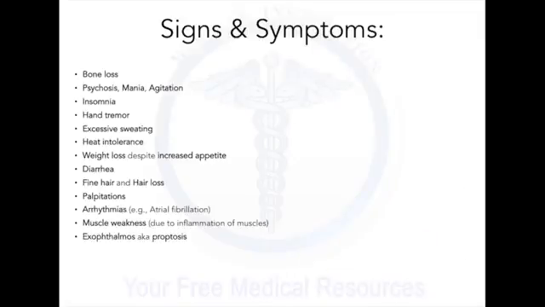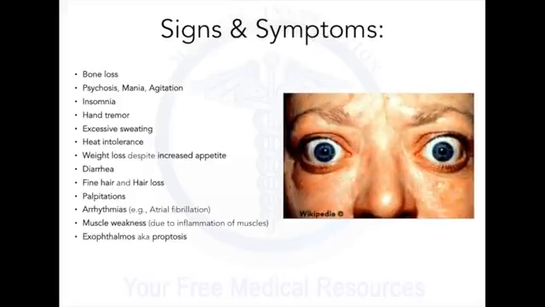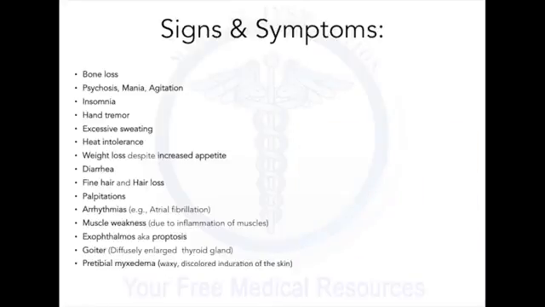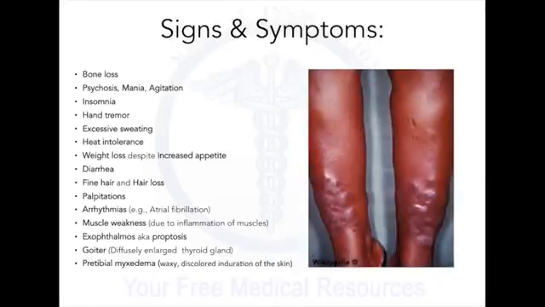We can also see exophthalmos or proptosis, which is a bulging out of the eyes due to inflammation of the eye muscles, which can present as either unilateral or bilateral. We can also see goiter, which is the enlargement of the thyroid gland, as well as pretibial myxedema, which is a waxy, discolored induration of the skin due to inflammation, which has an incidence rate of about 1 to 5% in patients with Graves' disease.